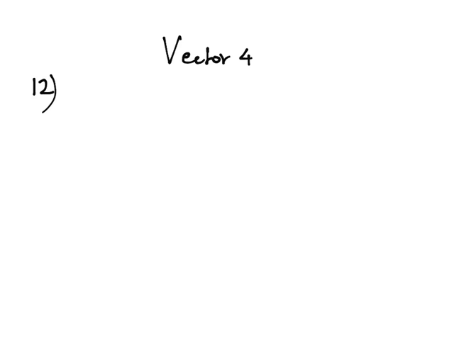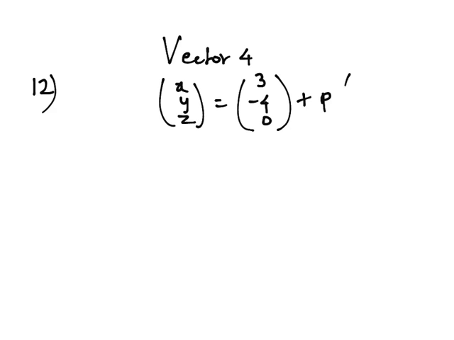So problem number 12. Toy airplanes fly in a straight line at a constant speed. Airplane 1 passes through a point A. Its position P seconds after it has passed through A is given by the equation (x, y, z) equals (3, -4, 0) plus P times (-2, 3, 1). Now let us try to understand this equation before we proceed further.